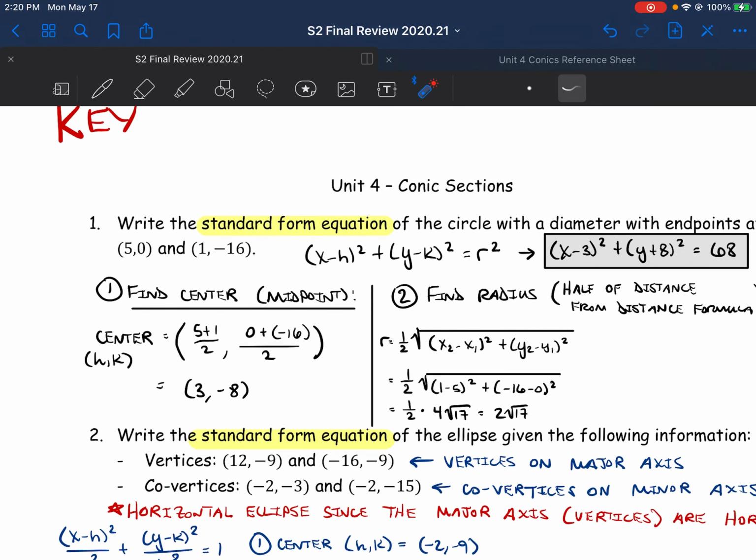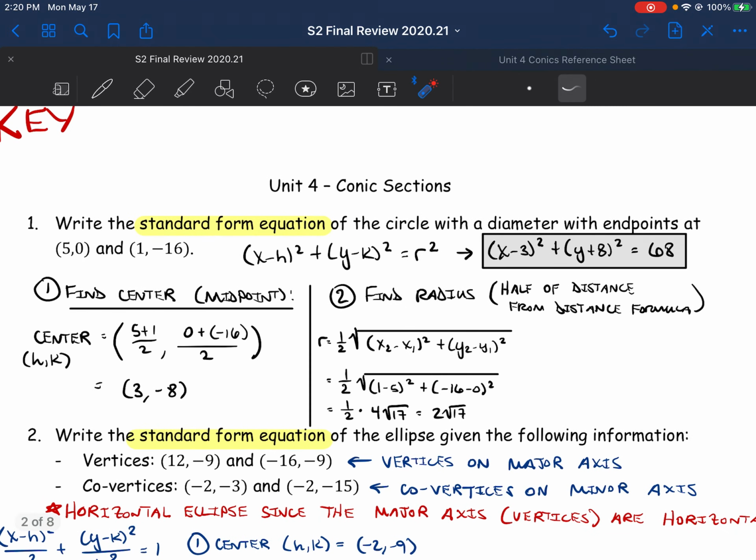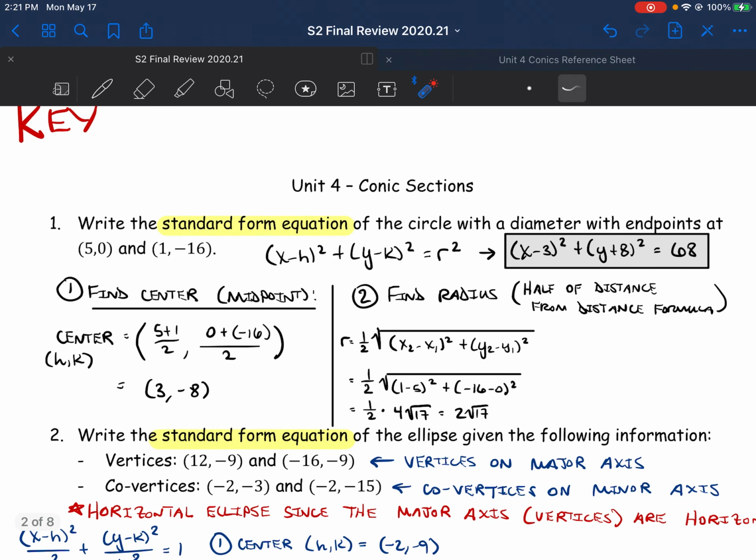So the first problem on our review for Conics says, write the standard form equation of the circle with a diameter with endpoints at (5, 0) and (1, -16). So first off, we're looking for the standard form equation. And standard form equation of a circle is right here: (x - h)^2 + (y - k)^2 = r^2.